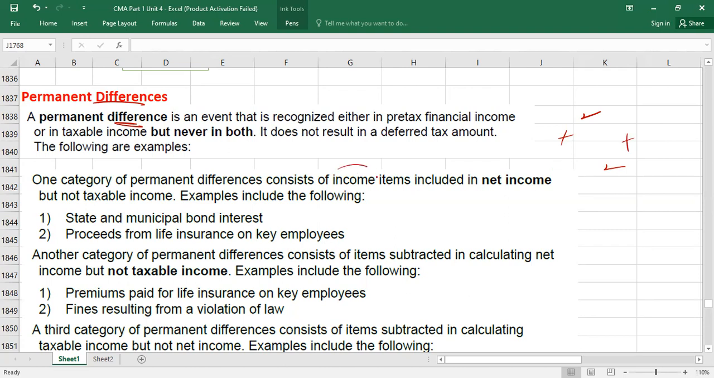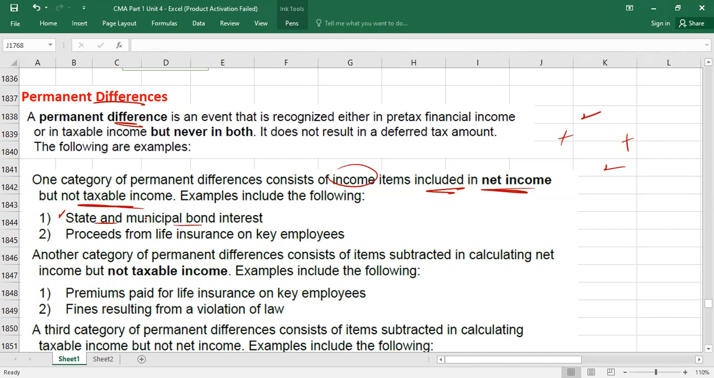First, I'm going to talk about what? Income items. These income items are included in the net income. It's included in accounting, but it will not be included as taxable. For example, the first example is what? State or municipal bond interest, as I gave you as an example. You have invested in a government bond, and you received some interest.